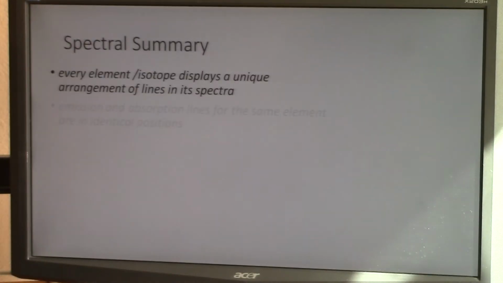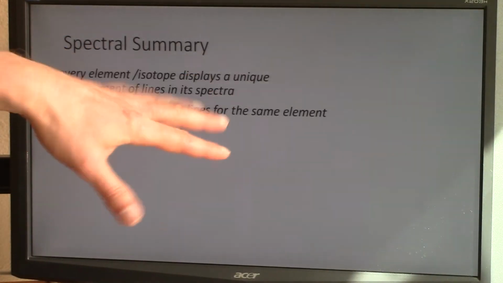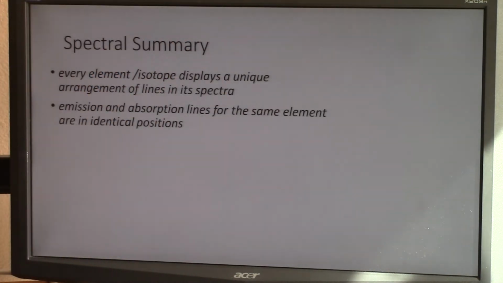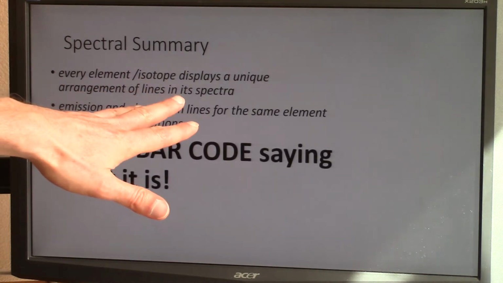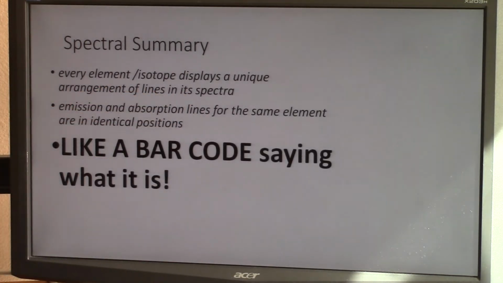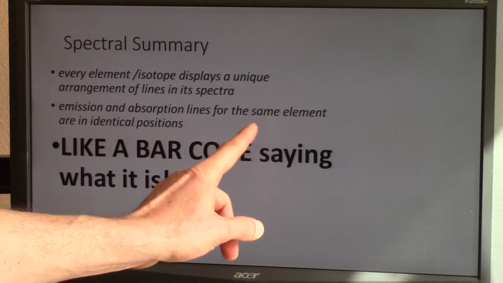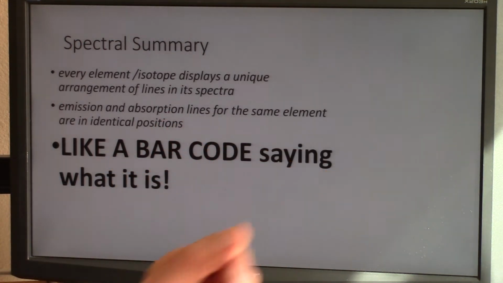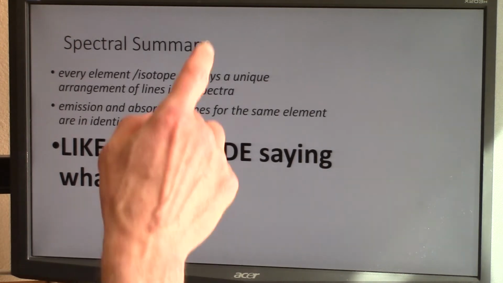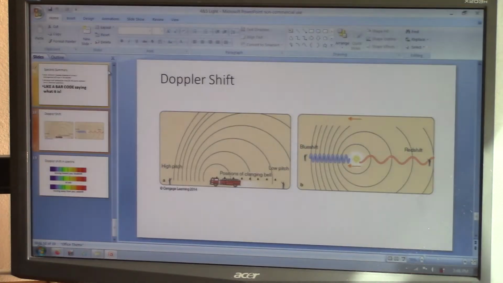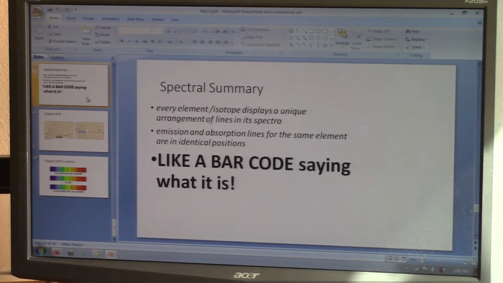Okay, so every element isotope, remember that just means that there's different neutrons in the element. We're not worried about that. So every element displays a unique arrangement of lines. The emission, so the absorption lines for the same element are in identical positions. It's like a barcode, right?